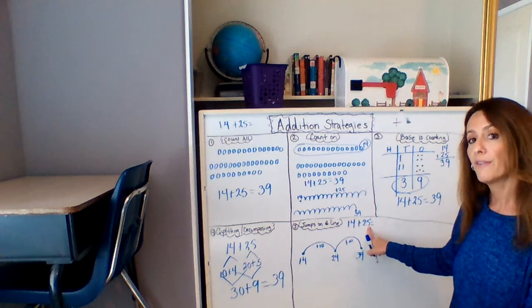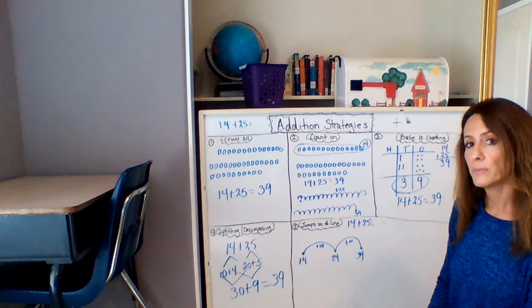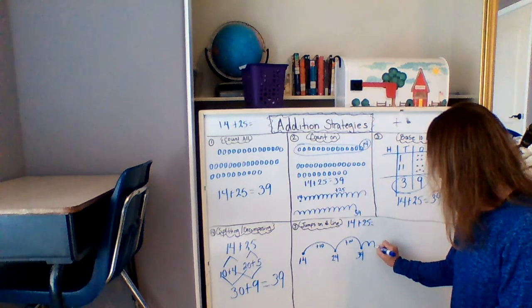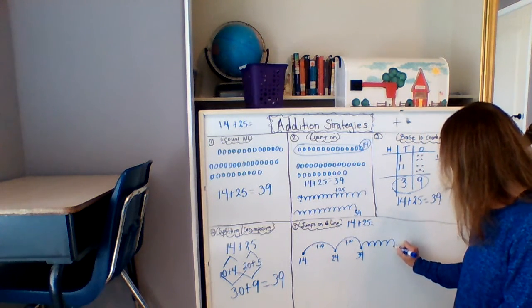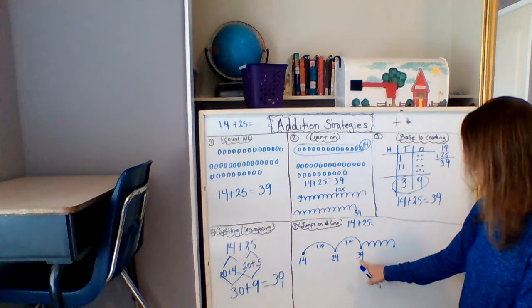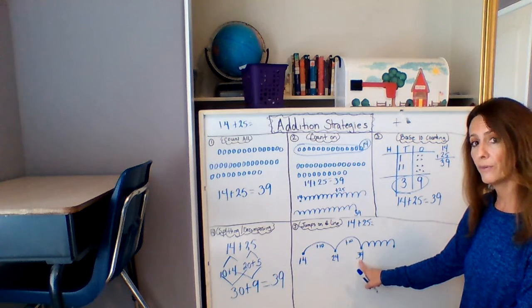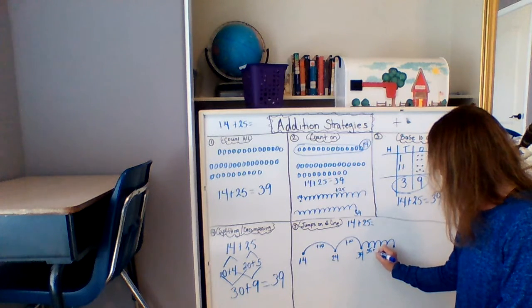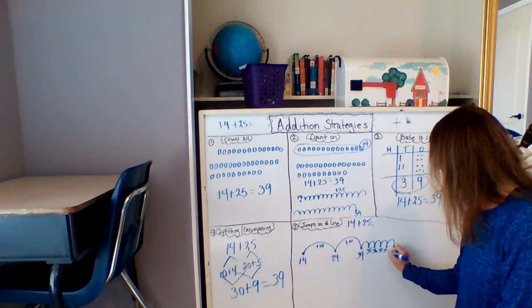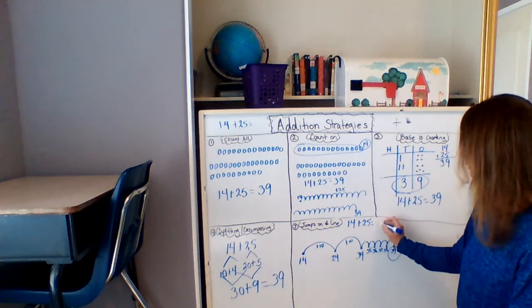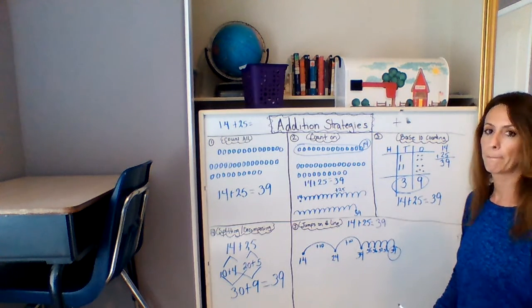I still need to add 5 more. So this is where I do jumps of ones after. 1, 2, 3, 4, 5 more ones. And whatever that number is right there is my answer. I just need to fill in my number line from 34, 35, 36, 37, 38, 39. There is your 39. 14 plus 25 again, 39.